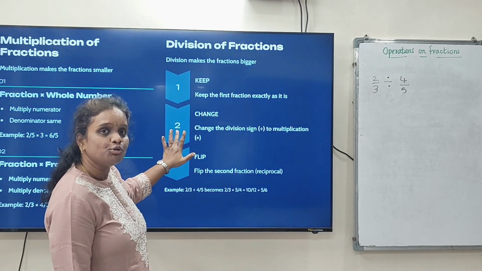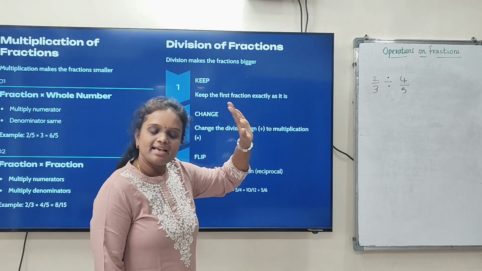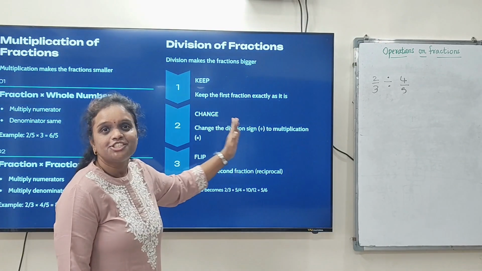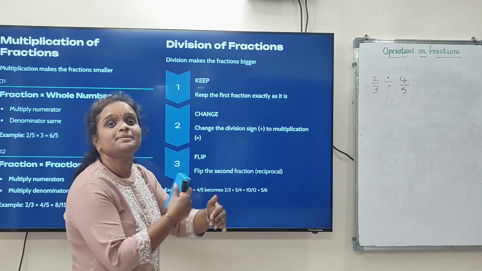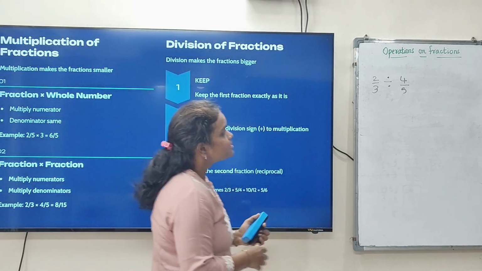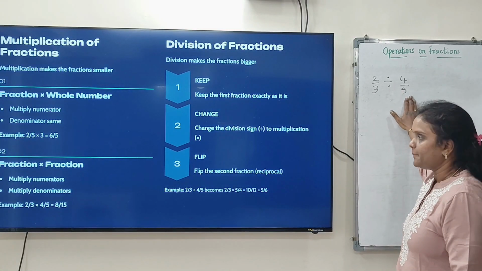What to keep, what to change and what to flip. Keep the first fraction as it is. Change the division symbol to multiplication symbol. Flip the second fraction. Let's go through that with an example. 2 by 3 divided by 4 by 5.